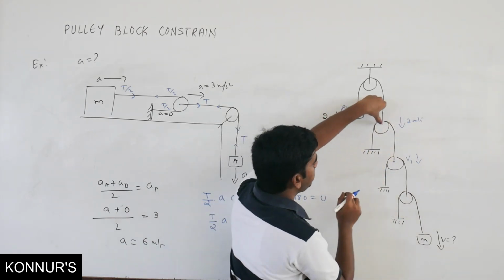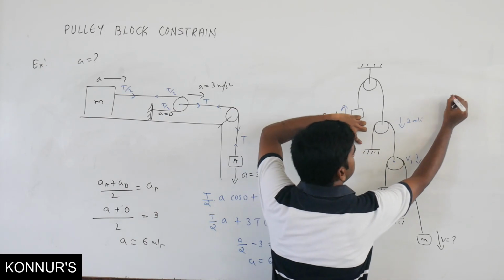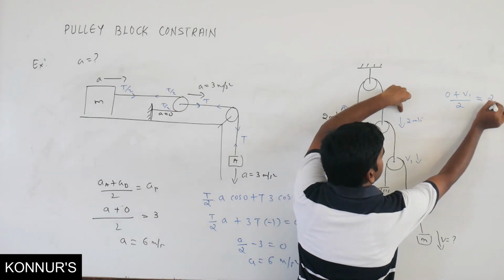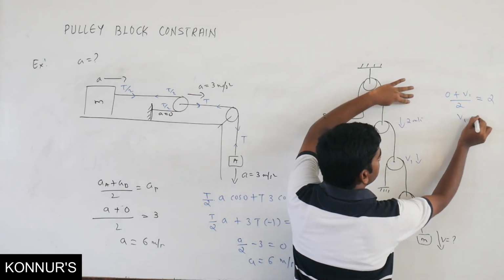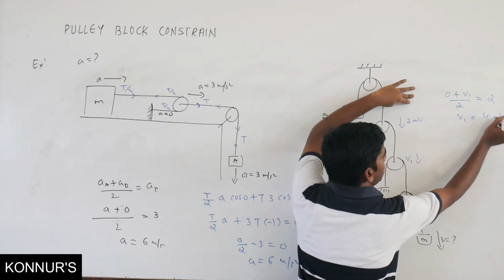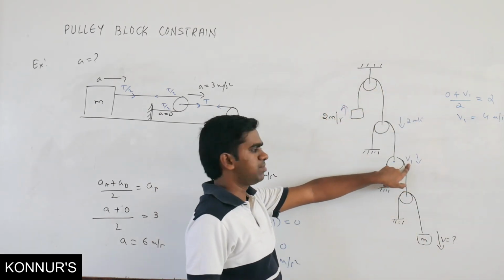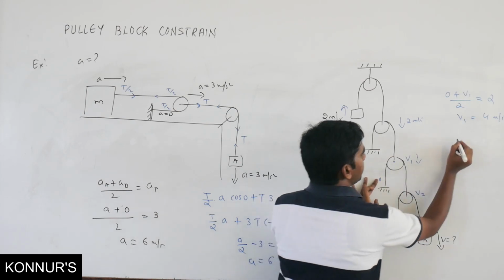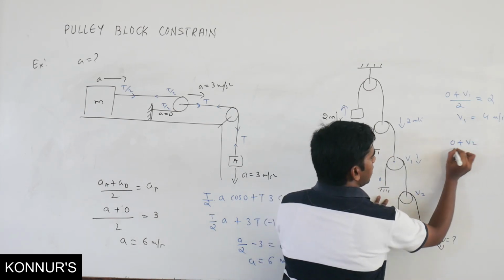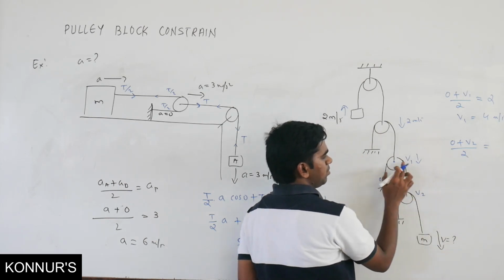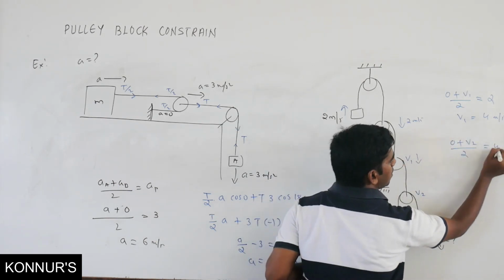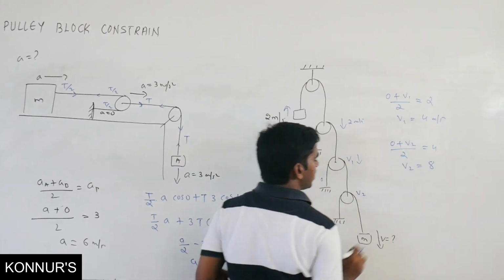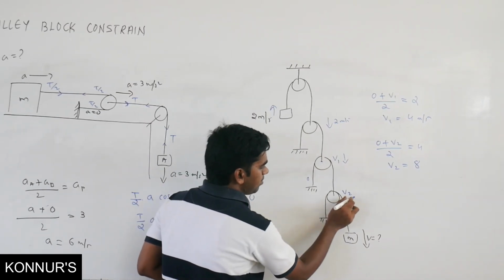For this system, if you apply, this is 0 plus V1 by 2 equals to 2, the velocity of the pulley downward. So V1 is 4 meter per second. Now this becomes 4 meter per second. Now take this as V2. Apply to this system: 0 plus V2 divided by 2 equals to V1. Pulley velocity is V1, and V1 is 4. So V2 is, not 0, it will become 8. So now V2 becomes 8.